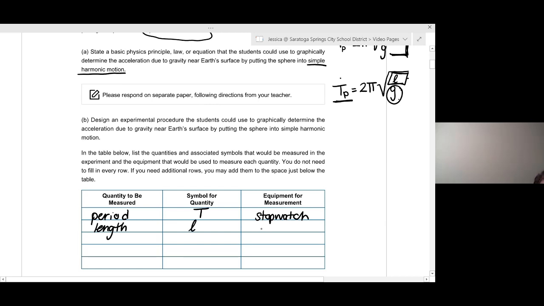I usually write my L's when I'm writing stuff out in cursive, like my lowercase L's, because sometimes I don't know if that's a 1 or an L or an uppercase I. So that's why I always write my L's in cursive when I'm doing L as a little variable.